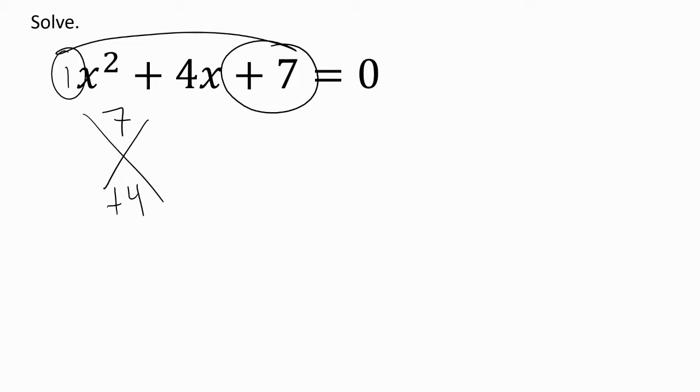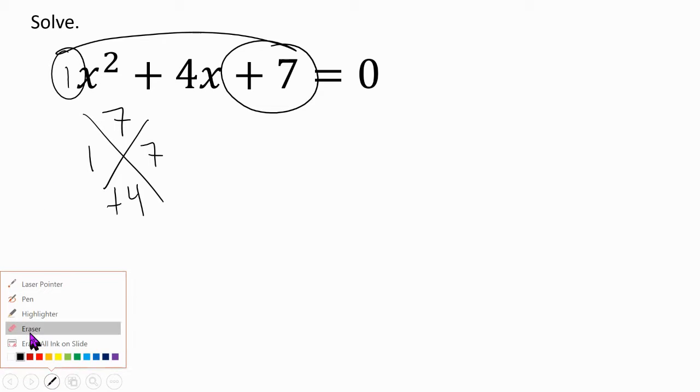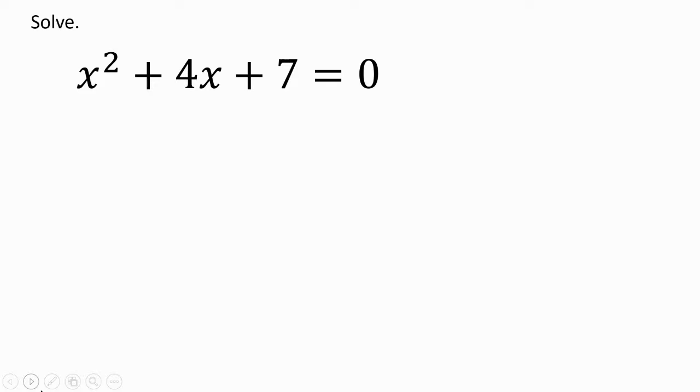Okay, then you think your factors of 7. Well, there's only one factor of 7, 1 and 7. And then you realize, hey, 1 and 7 do not add or subtract to 4. So this is actually not factorable. We cannot solve this by factoring. So we got to come up with another plan.